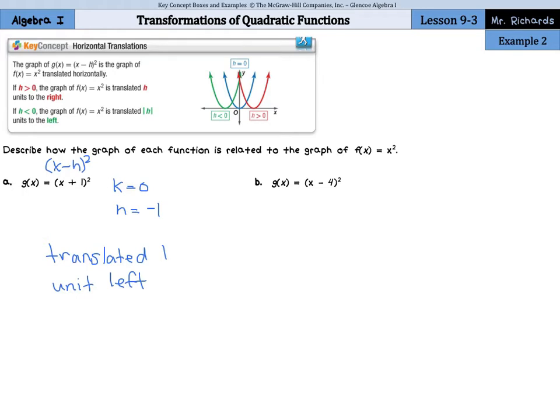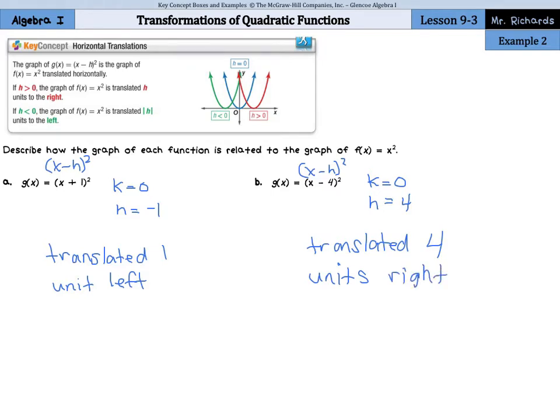Next we have g of x equals x minus 4 squared. And so once again our k is going to equal 0. And our h this time equals 4. Remember, this is in the form x minus h squared. So this is going to result in a translation, translated 4 units right. So it's almost the opposite of what you'd think.